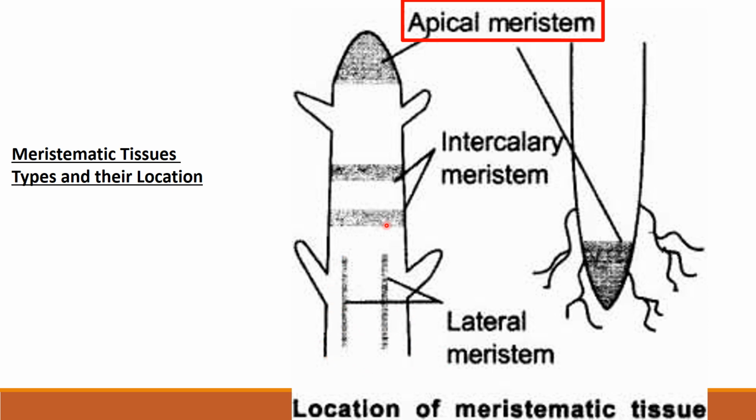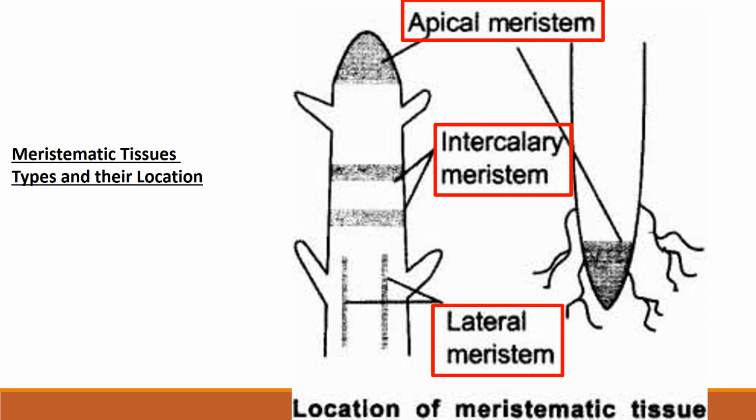After that, the third one is the intercalary meristem. As the name suggests, they are present in the center or in intermediate parts. That's why they are named intercalary meristem. What is their function? They increase the length from the center, and from these parts the leaf and the branches grow. Right? So there are three categories: apical, intercalary, and lateral.